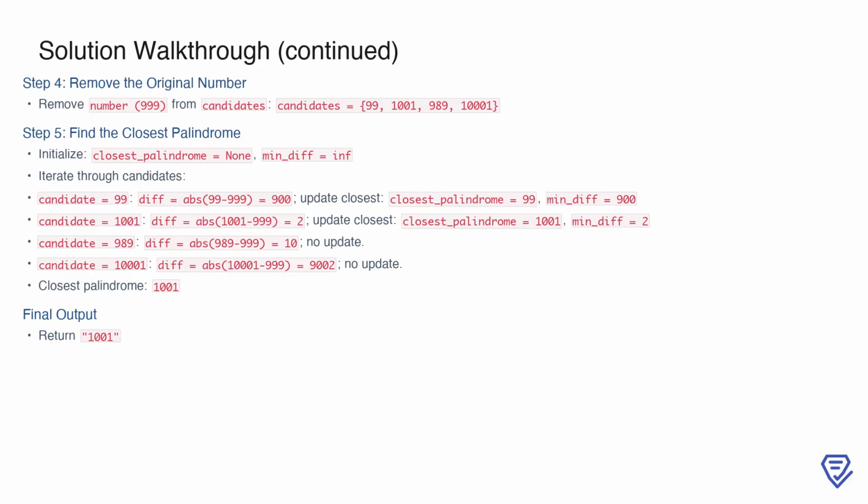To find the closest palindrome, we initialize closest_palindrome as None and min_diff as infinity. Checking the candidates, 99 has a difference of 900, so we update closest_palindrome to 99 and min_diff to 900. For 1001, the difference is 2, so we update closest_palindrome to 1001 and min_diff to 2. Checking 989, the difference is 10, which is larger, so no update is made. Finally, for 10001, the difference is 9002, which is much larger, so no update is made. The closest palindrome to 999 is therefore 1001, which is returned as the final output.